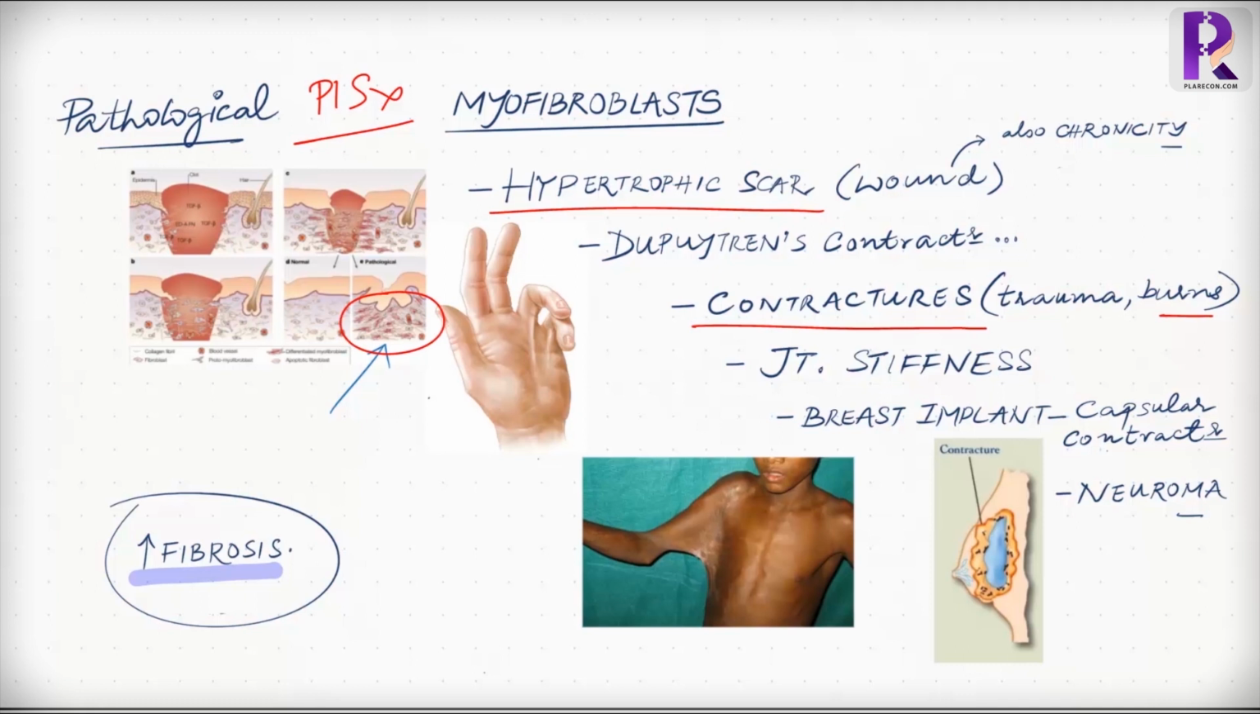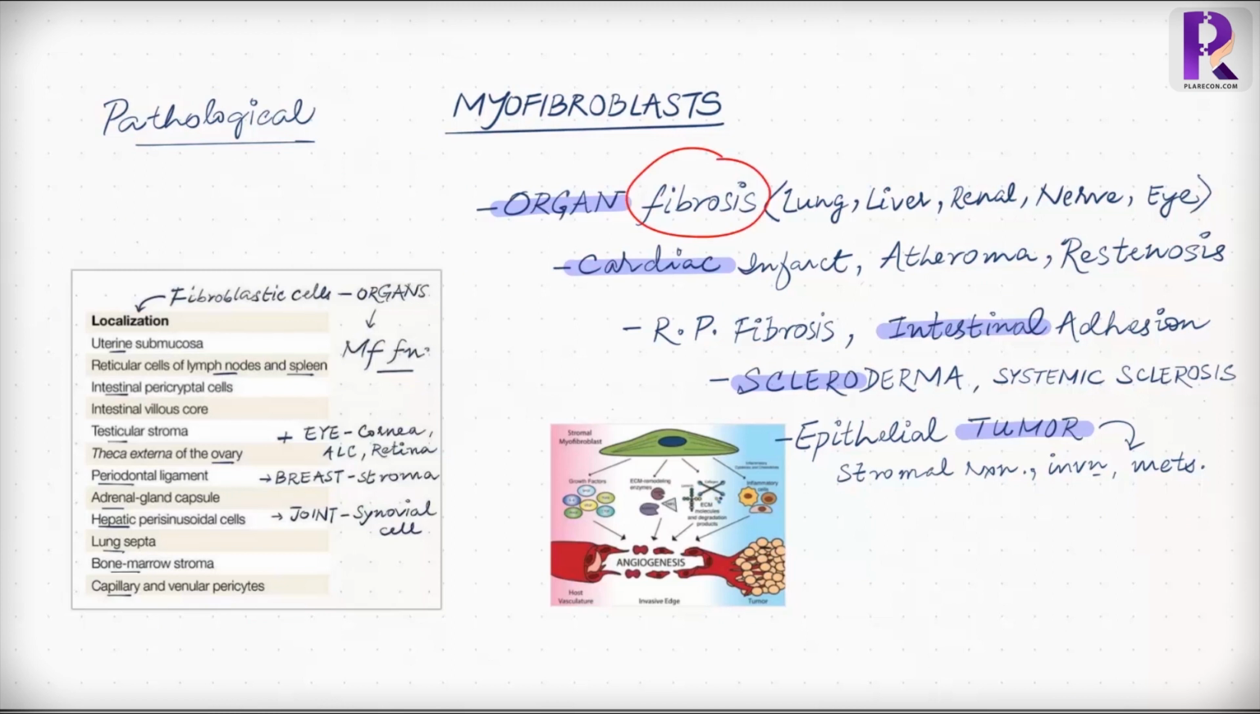It plays a role in Dupuytren's contracture, joint stiffness by involving the synovial cells, breast implant capsules by involving the stromal cells, and neuroma, where the surrounding scar contracts and forces the regenerating nerves to sprout outwardly. Other than that, it causes fibrosis in all the organs which I described earlier, has a role in cardiac infarct, atheroma, restenosis, plays an important role in the pathogenesis of sclerofibrotic diseases in the body, and helps in the invasion and metastasis of epithelial tumors.